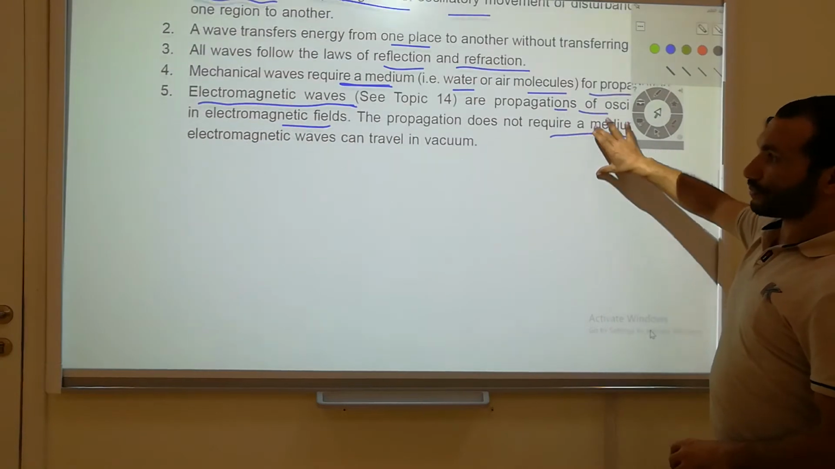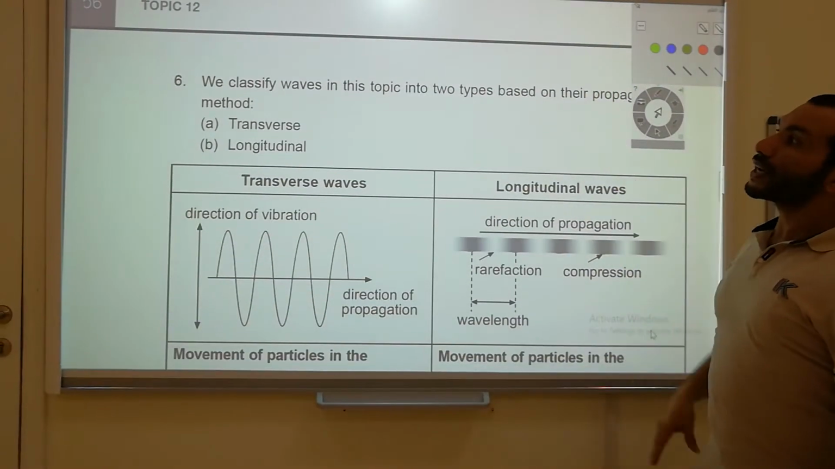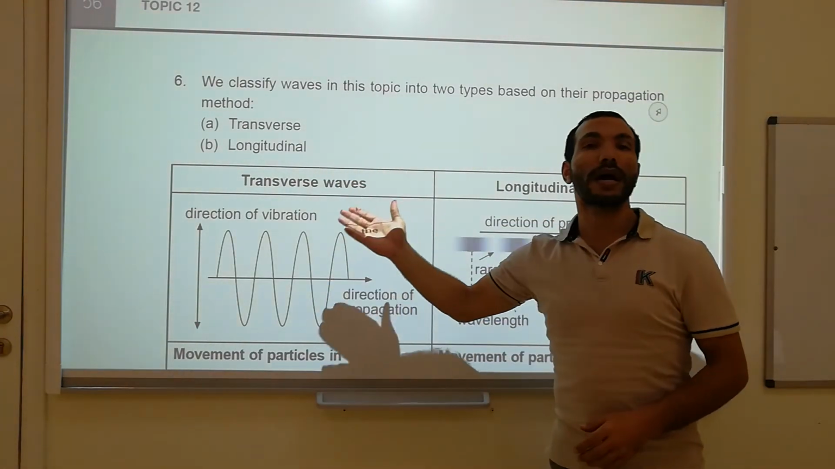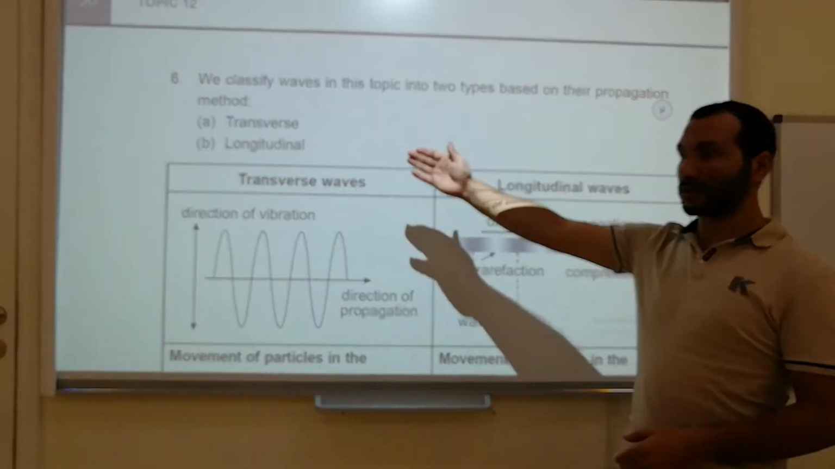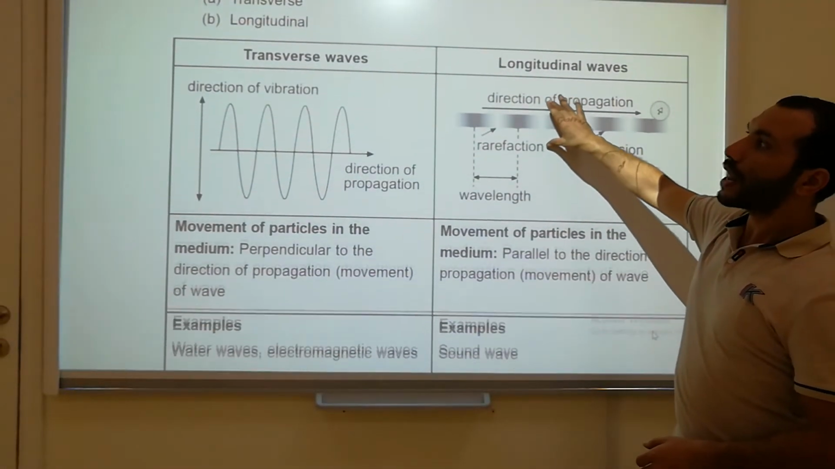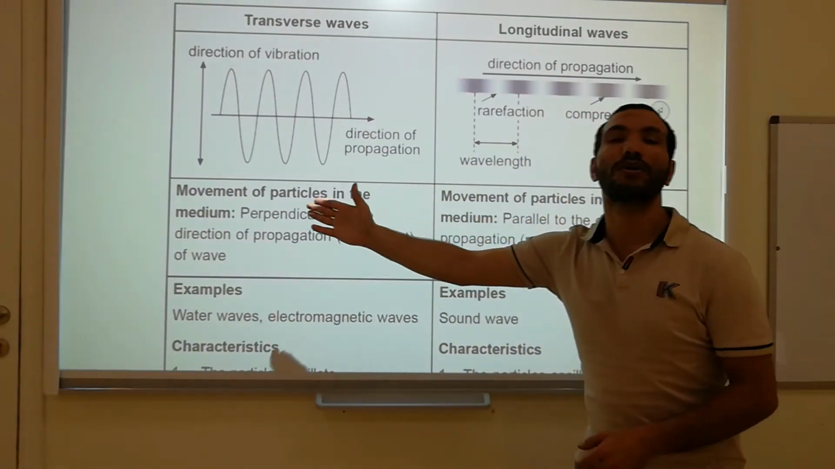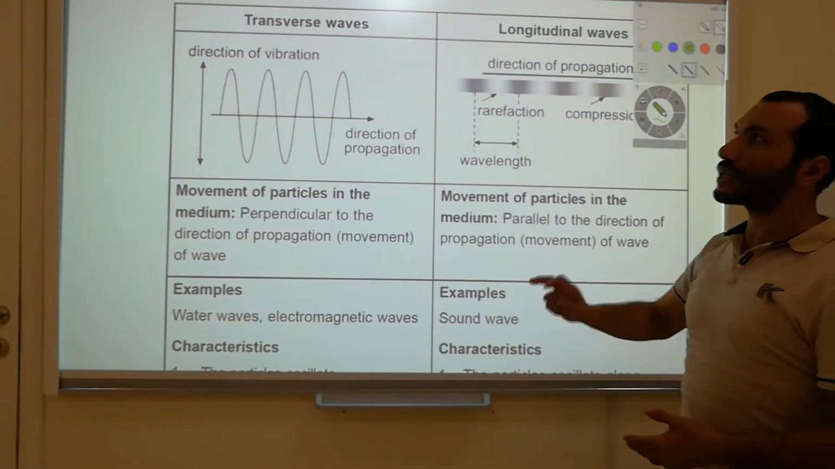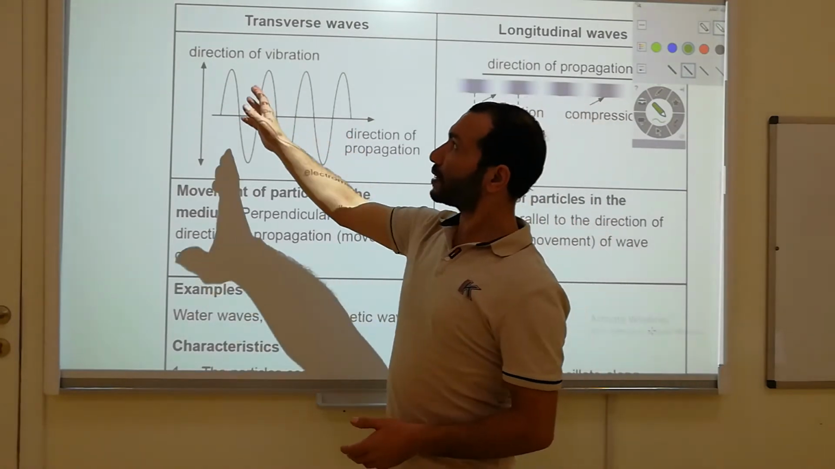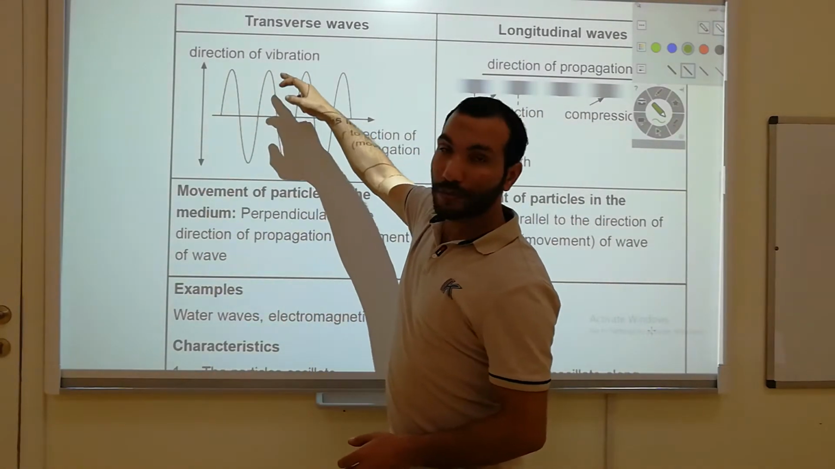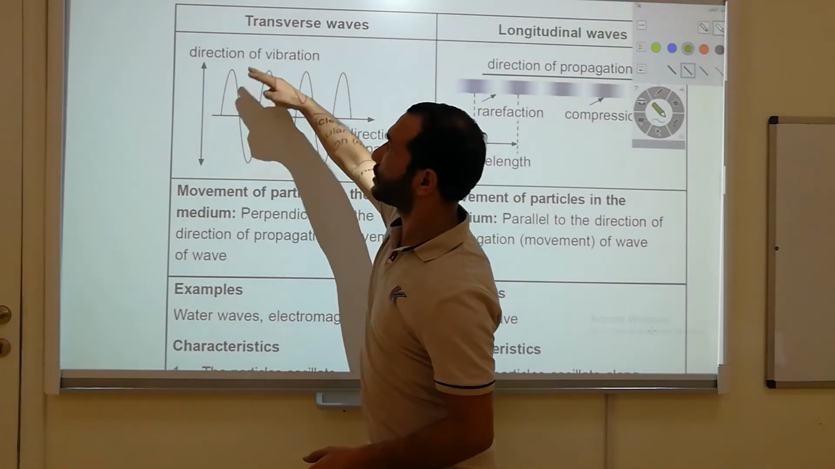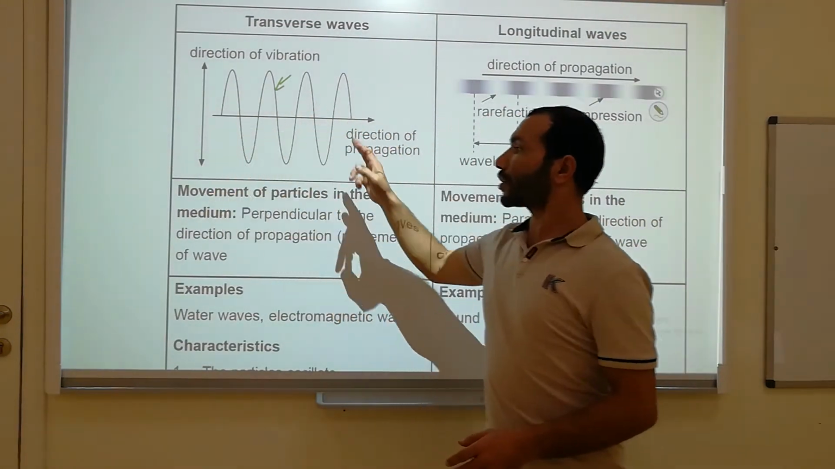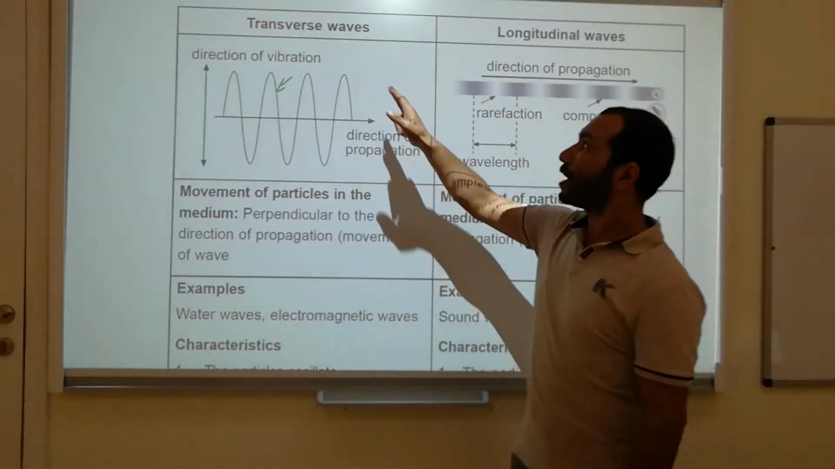Now we classify waves in this topic into two types: transverse waves and longitudinal waves, and we will compare between them. First, what is the meaning of transverse waves? In transverse waves, the direction of the vibration of the particles, the particles' motion, is perpendicular to the direction of propagation.